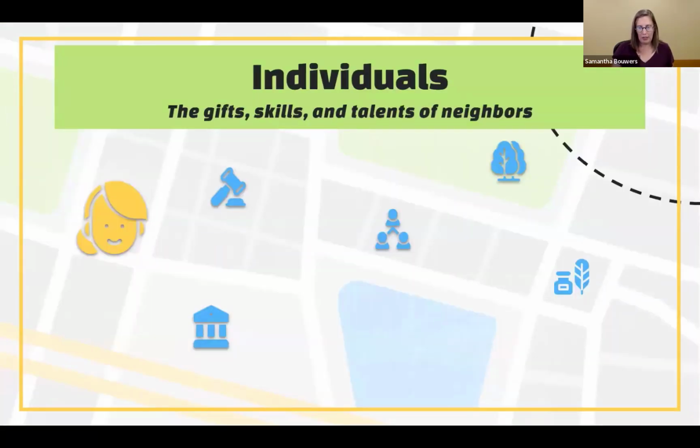Just kind of running through some of the examples. And if you have a Word doc up maybe, or a piece of paper in front of you, maybe you want to start to jot down what some of these things might be in your town. You can also maybe use the chat if you'd like. But with our individuals, we are thinking of their gifts and talents and skills, their dreams and hopes.